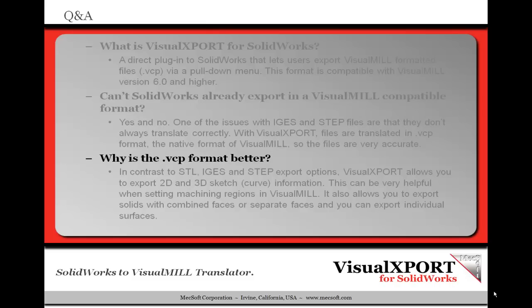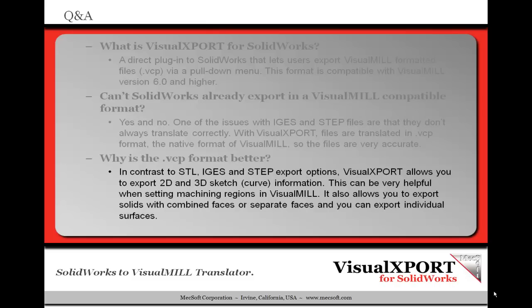Why is the .vcp format better? In contrast to STL, IGES, and STEP export options, VisualXPORT will allow you to export your 2D and 3D sketch or curve information from SolidWorks. This information can be very helpful when setting machining regions inside VisualMill. It also allows you to export solids with combined faces or separate faces, and you can even export individual surfaces as well.